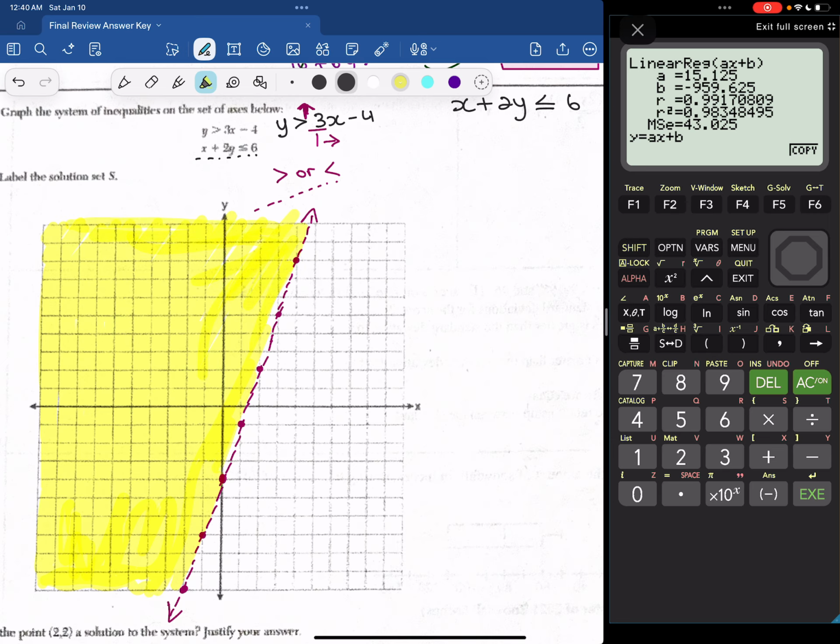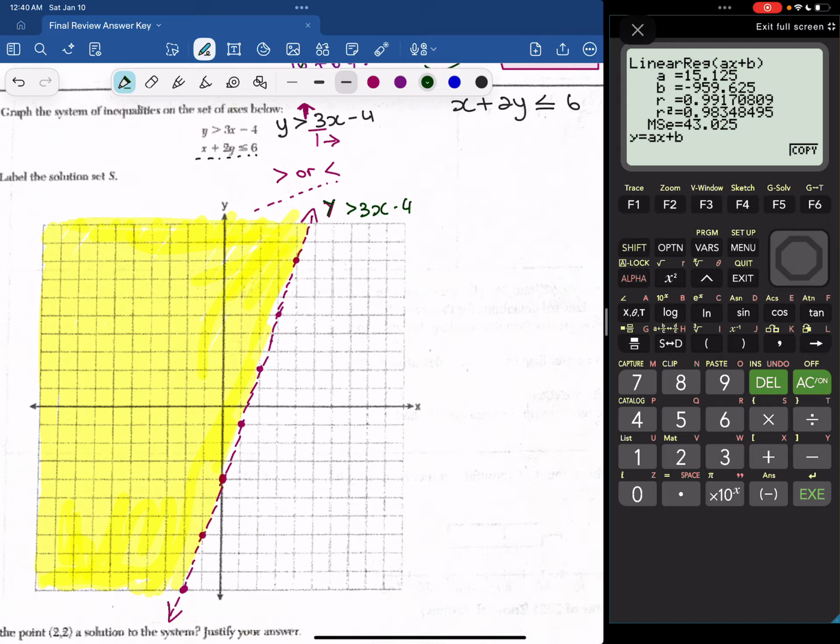All right, not too bad. And then remember, we always want to label one of our lines. So we're going to label this y is greater than 3x minus 4. Lovely. Now we need to graph the second line.